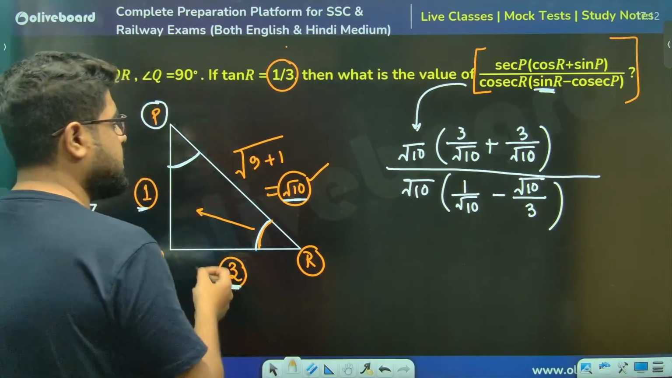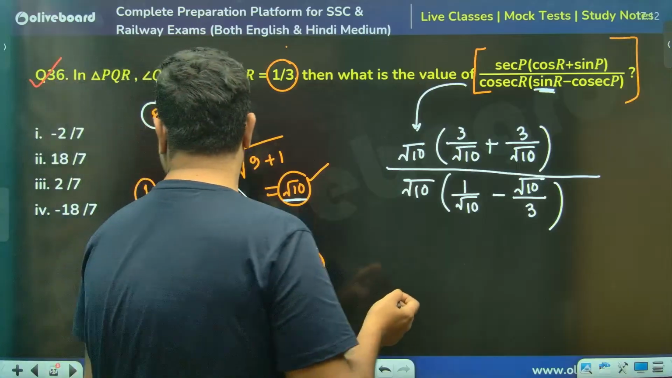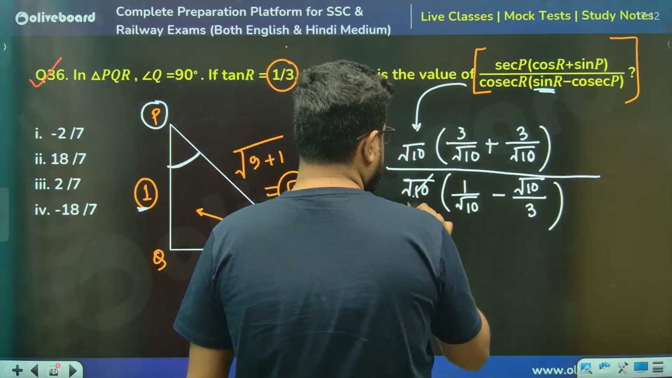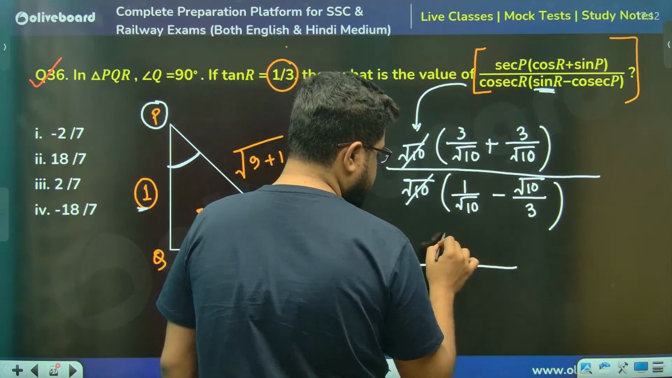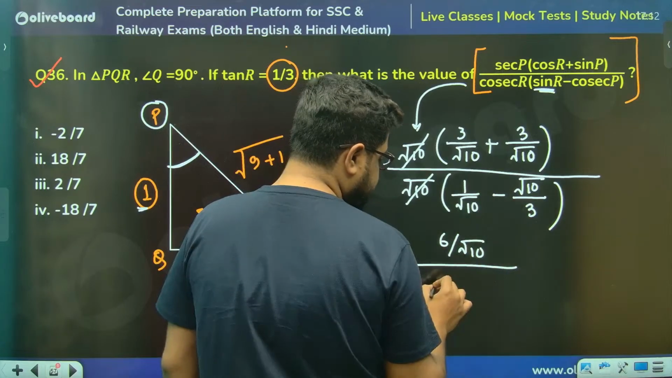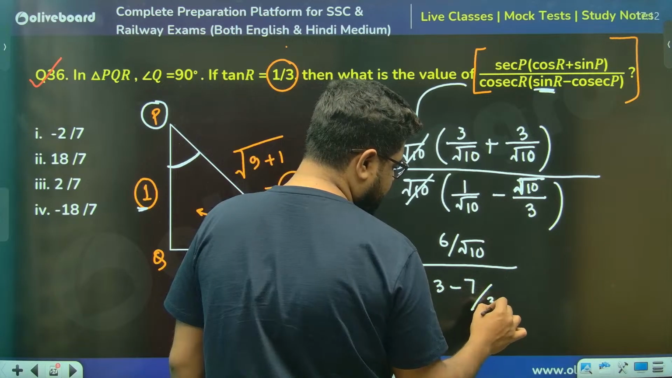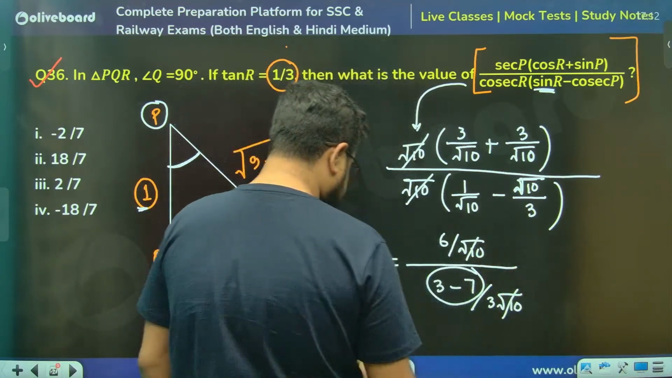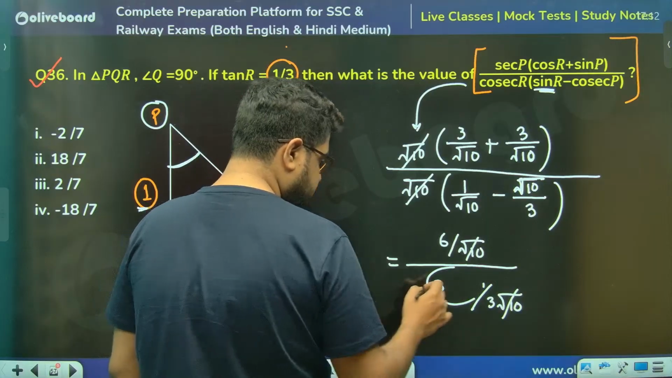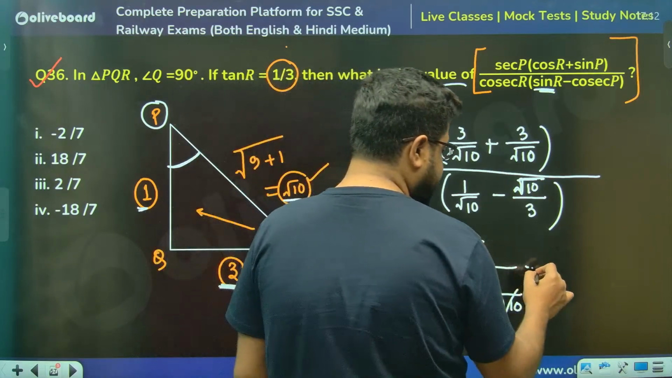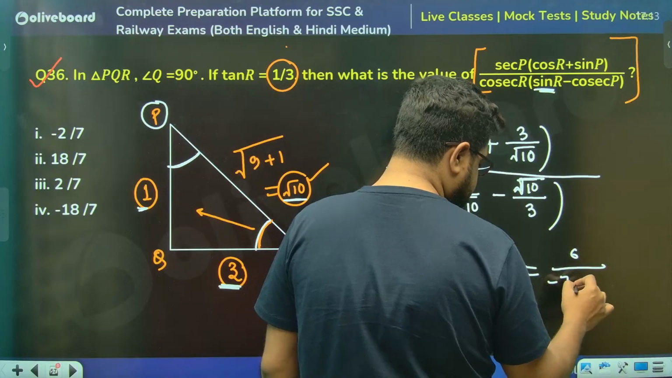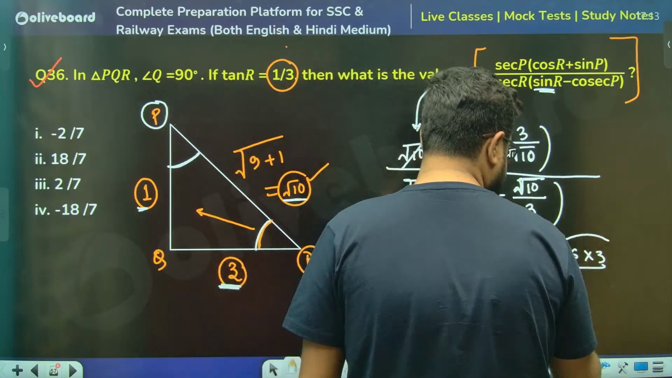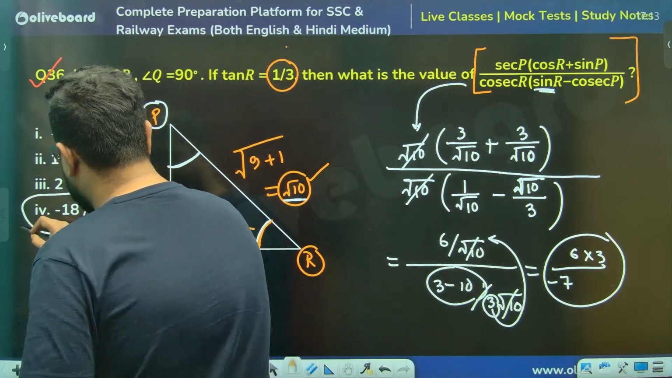One second. Sin is 3. Okay, the value will be very bad. Okay, root 10 cancels. So the numerator is 6 by root 10, and this is 3 minus 7 divided by 3 root 10. Root 10 cancels. Sorry, 3 minus 10, so that is minus 7. So 6 divided by minus 7, and this 3 will go up. Minus 18 by 7 is the answer. Option 4 is the correct answer.